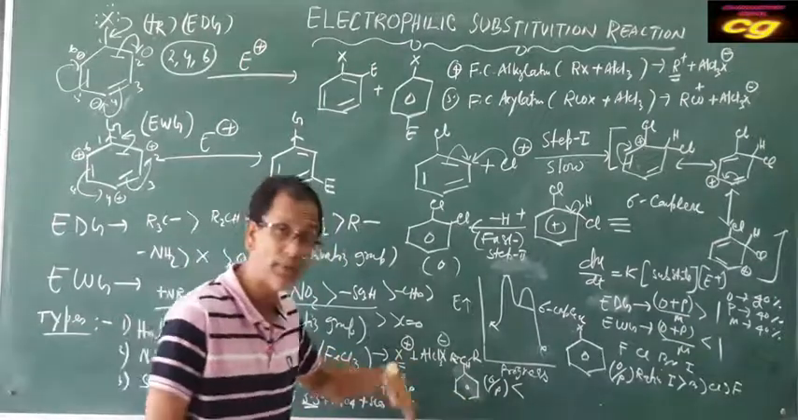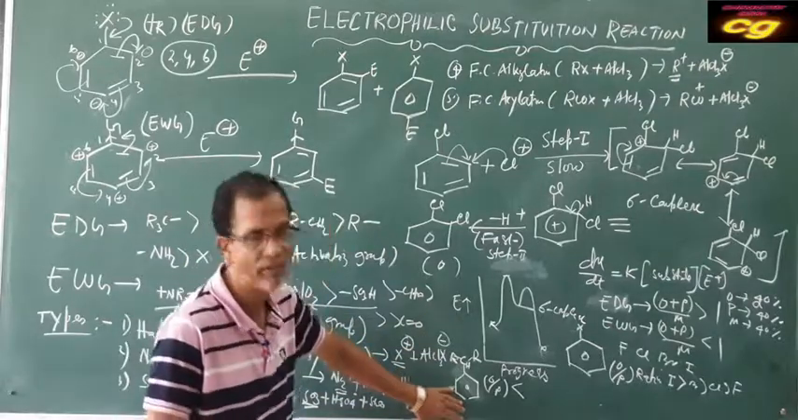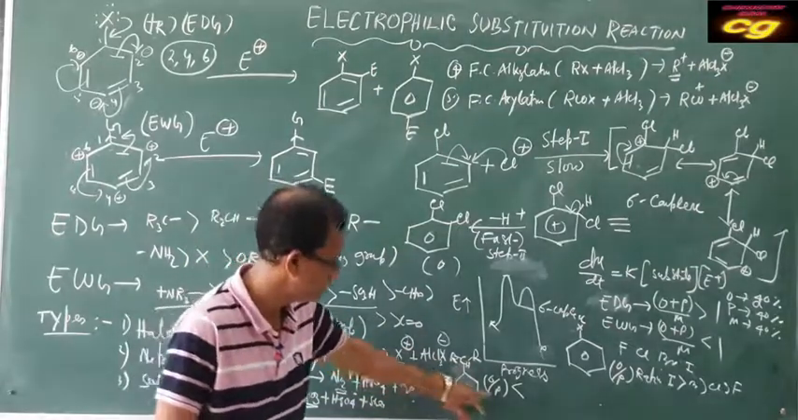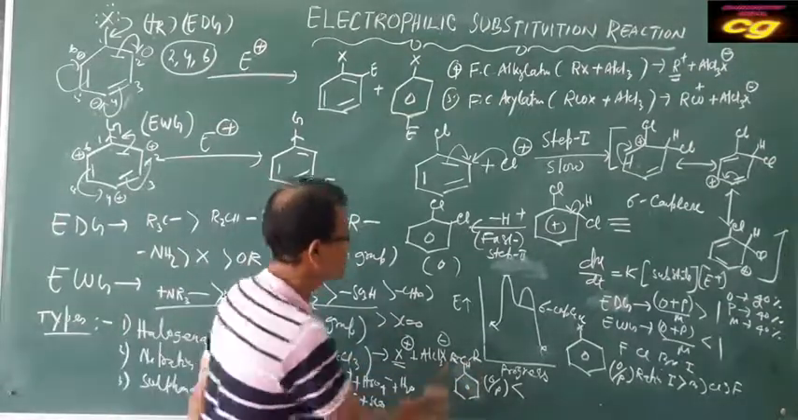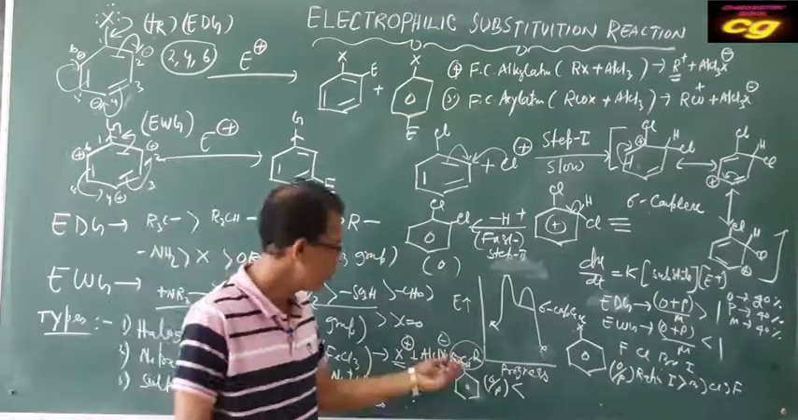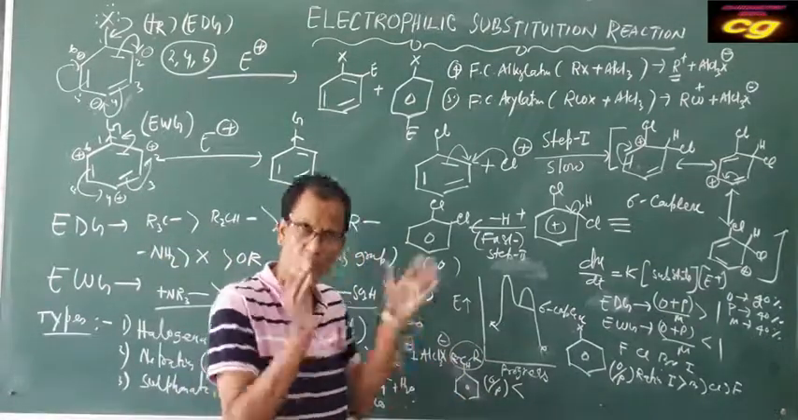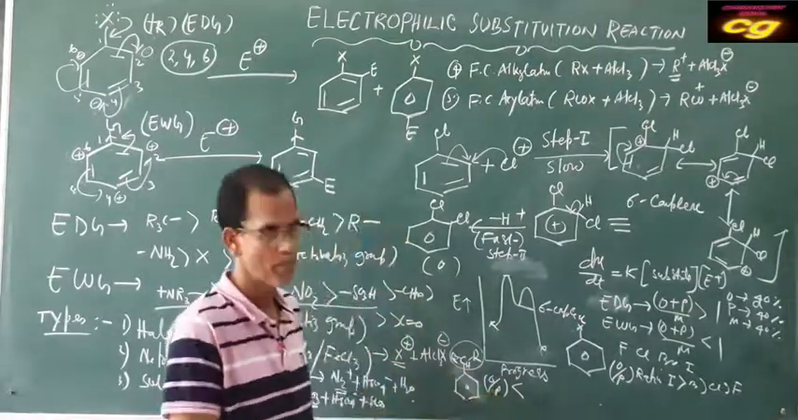That means para will be the major product, and ortho will generally be the lower percentage. So you have to see the nature of the group attached to the benzene. If the group attached to benzene is more bulky, then the ortho percentage will be less.